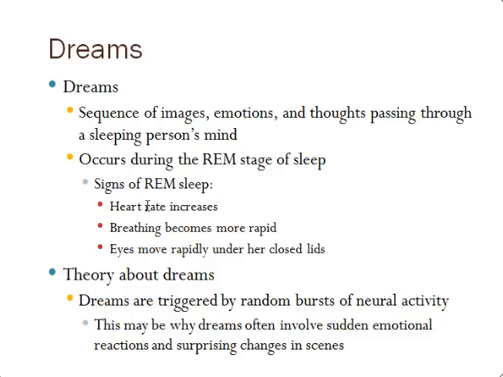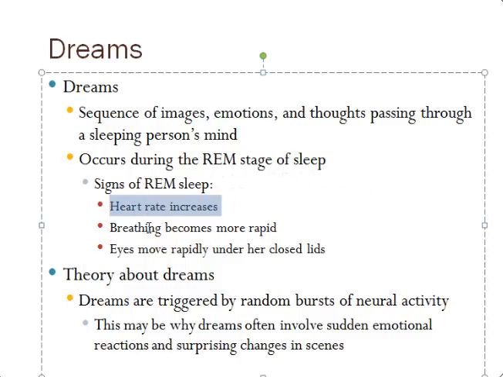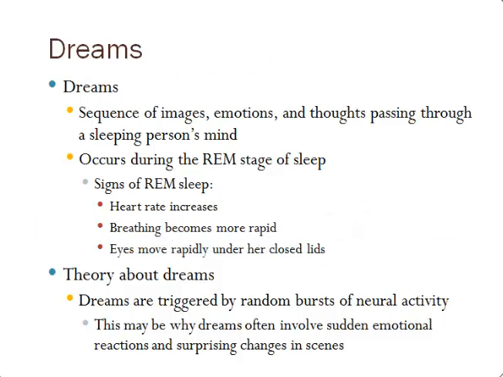Signs of rapid eye movement sleep are that the heart rate of the person increases, breathing becomes more rapid, and eyes move rapidly under closed eyelids, so you probably wouldn't notice it if you're just looking at the person sleeping. The eyes are kind of moved around a little bit. And that is, I guess, when the person is sleeping deeply enough for the subconscious to kind of take over a little bit, and you have a dream. We don't really know exactly what a dream is. We can have theories, and we can guess, and we can try to figure it out. Everybody probably has their own theory about what a dream is.